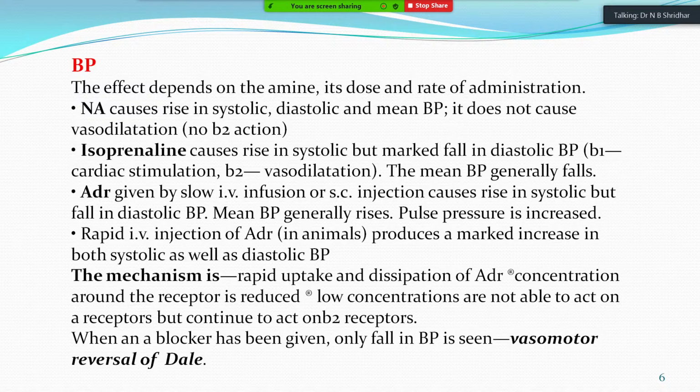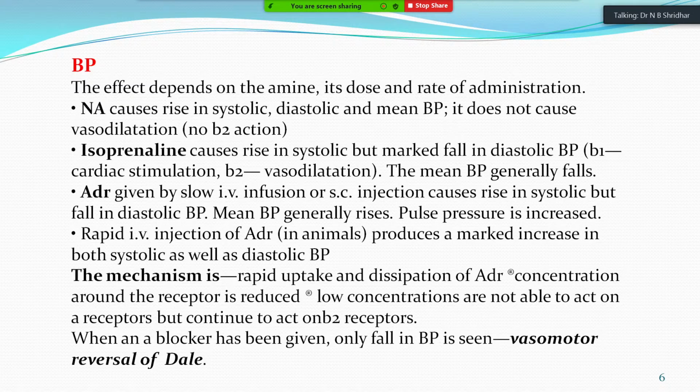So the effect depends upon the amine, its dose, and its rate of administration. Especially noradrenaline causes a rise of systolic and diastolic pressure, which means both are increased: the diastolic 80 and the systolic 120. It is not going to cause vasodilatation, because if vasodilatation were there, the blood pressure would decrease. That's why it is not going to act on the beta 2 type of receptor.